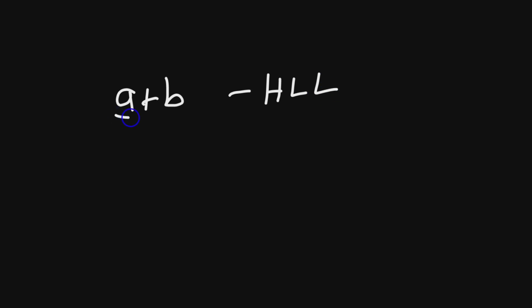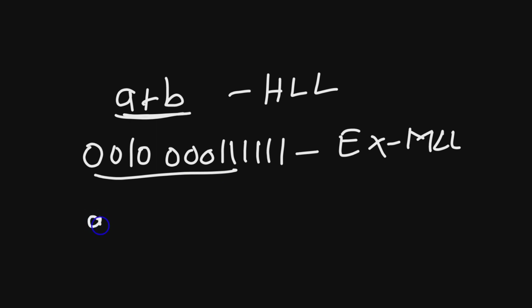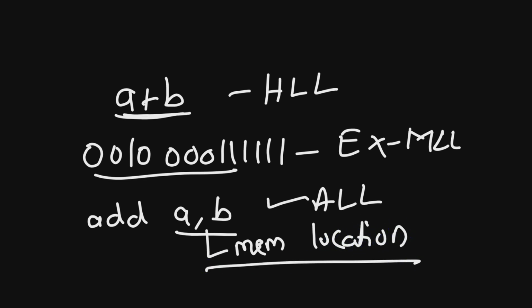If I write the same statement in machine level language, it might look like this. This is just an example. It is machine level language. If I write the same code in assembly level language, it will be like this: add a comma b. So it is an assembly level language statement. What it does, it is going to add two variables a comma b. These variables are called as memory locations or memory addresses.